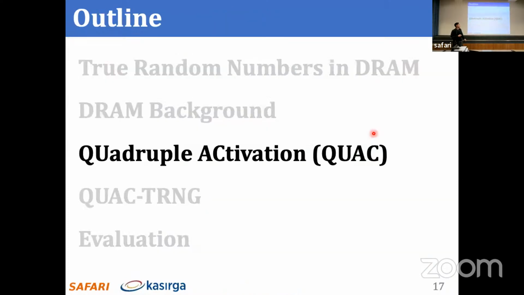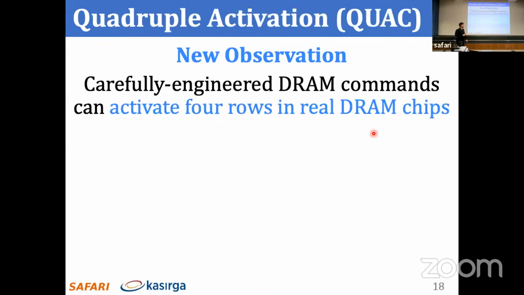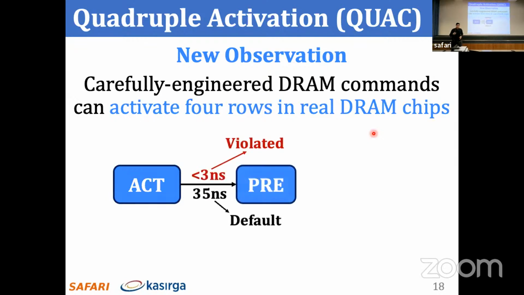So now I'll talk about QUAC operations, quadruple activation. We make a new observation in this paper. We see that carefully engineered DRAM command sequences can activate 4 rows at the same time in a DRAM chip, in a real DRAM chip. So to do that, we first send an activate command, and then we send a pre-charge command, but we greatly violate the default TRAS timing parameter. Instead of waiting for 35 nanoseconds, we will wait for less than 3 nanoseconds.